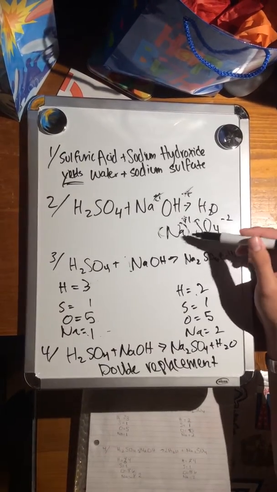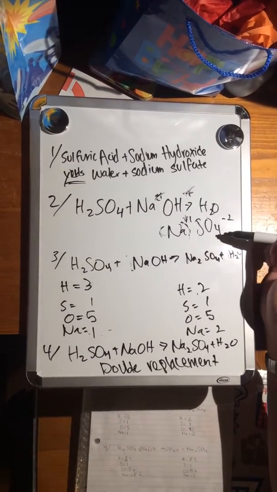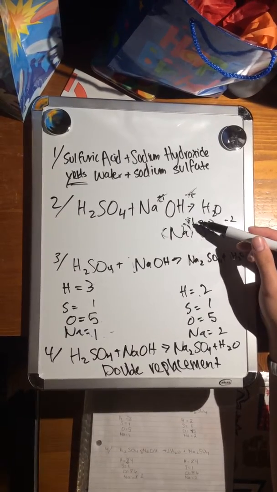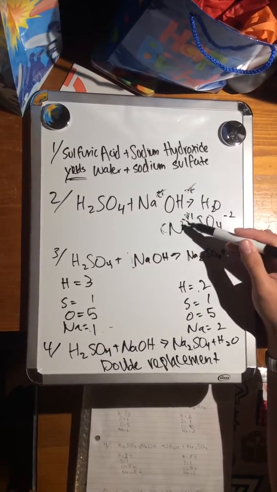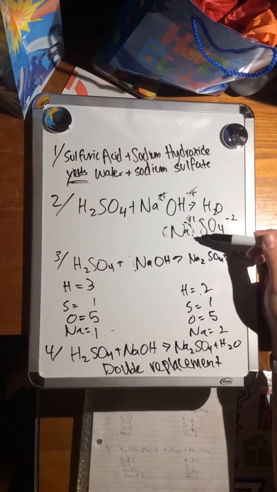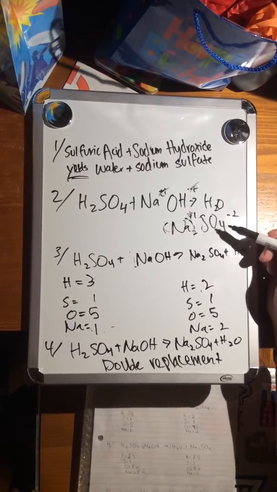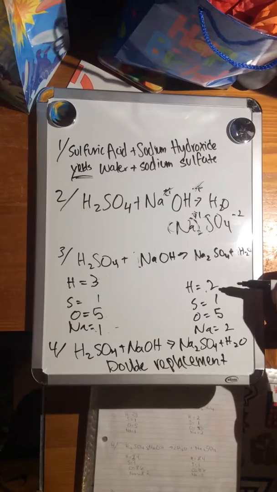The next step is NaSO4. SO4 has a -2 charge, Na has a +1 charge. You need to balance these out, and to do that, you would do a subscript sodium of a 2. And this brings us to our next step.